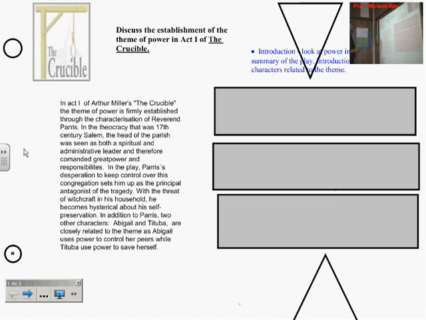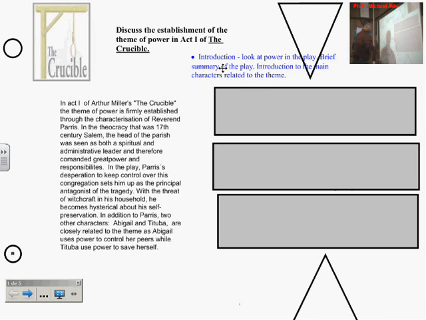Now, in this introduction, hopefully it's quite clear the 3 areas in which you're going to be looking at. Remember that we said in the introduction, there's going to be a brief summary of the play, an introduction to the main characters. Now, here you can clearly see the title of the work is mentioned, where the work is found in Act 1, and also the author. It directly refers to the principal character, Reverend Paris.